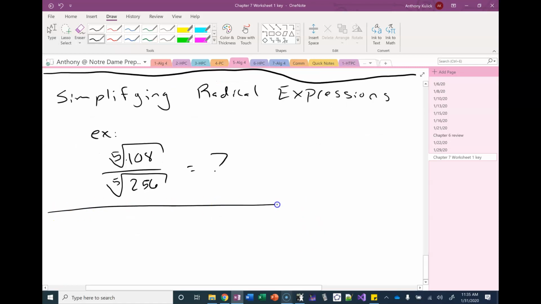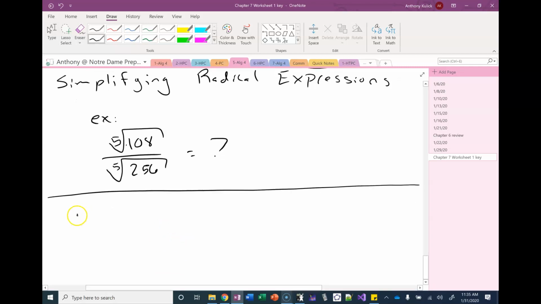Before we get there, though, we're going to have to introduce a couple of rules that we're going to use, and then talk through a little bit of an analogy of a way to think about some of these kinds of problems. So the first thing I want to do is define the product property for radicals.